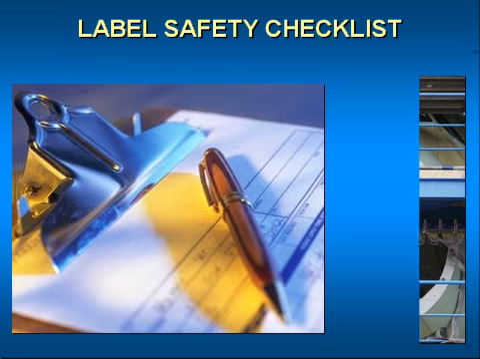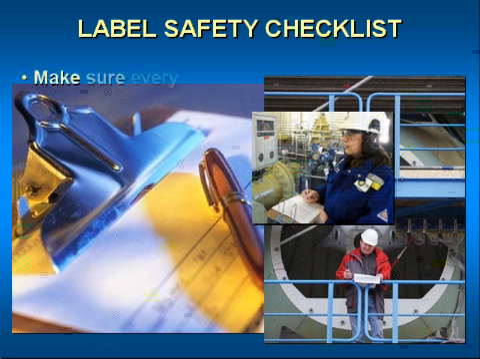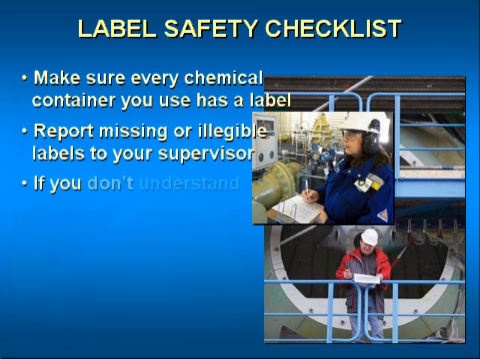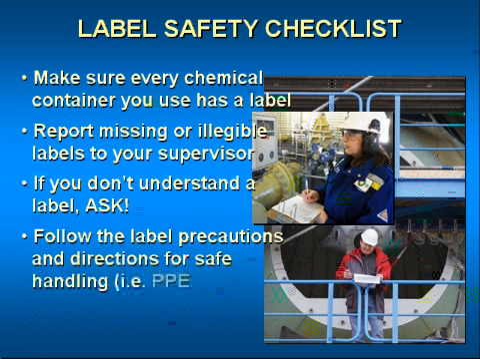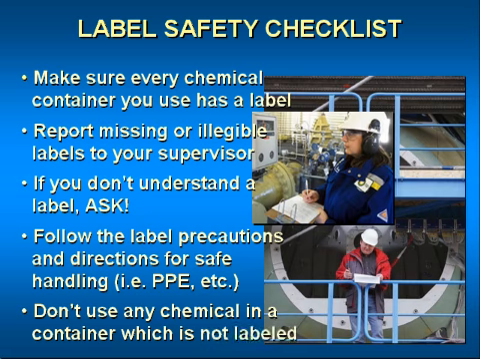Label safety checklists. Really what this is, it's a list of responsibilities. This is a kind of a reminder of things that we need to think about. It's our responsibility to make sure that every chemical container that we use is properly labeled. If a label is missing, we need to notify our supervisor so that he in turn can get someone out there to either relabel it or remark it to where it becomes legible. If we don't understand information on a label, we need to ask about that chemical before we handle it, not afterwards, because should we drop it or have a problem, now it's too late.